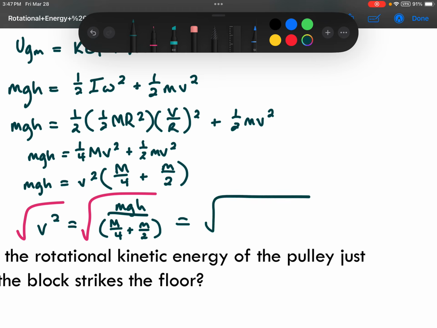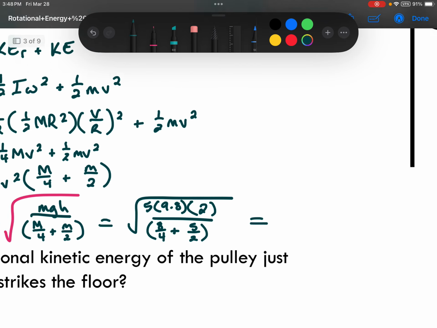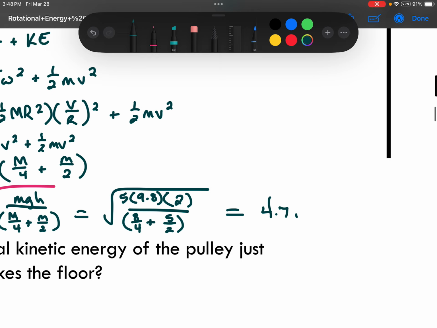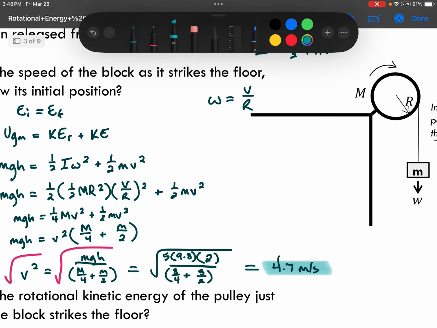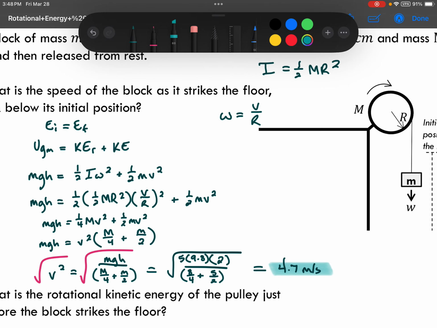Little m was 5 kilograms, g is 9.8. The initial height was 2 meters above where it ended. And then the big mass was 8 kilograms. So 8 over 4 plus 5 over 2. All right, and then when we solve this, we get about 4.7 meters per second. And so that is how fast the block is moving before it strikes the floor.